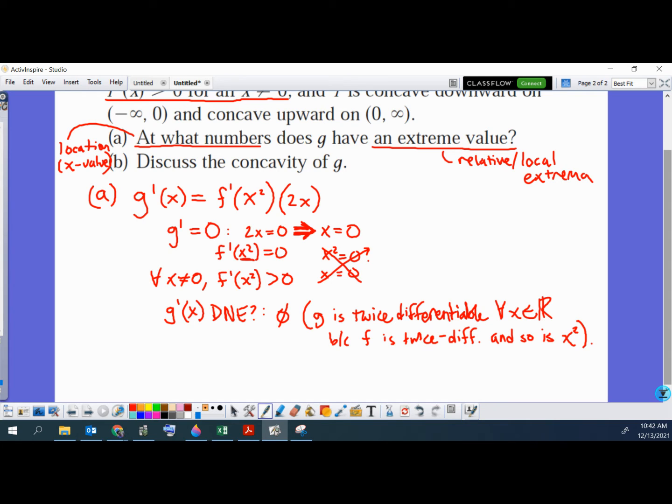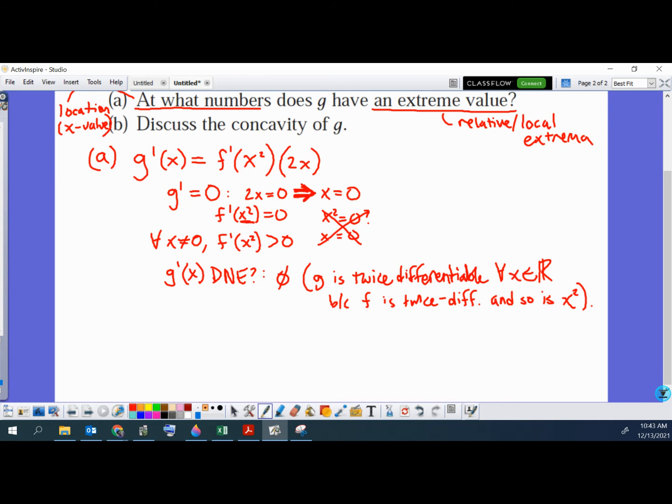If your goal is just to get to the answer, we could have probably done it by now. But justification is an important part of math and calculus and AP calculus. All right. So the only place we have to consider, our only critical number, is this one, right? X equals 0 is the only critical number of G.